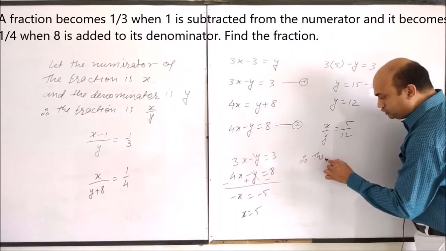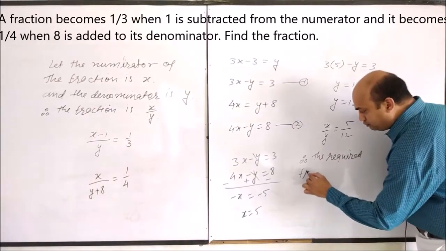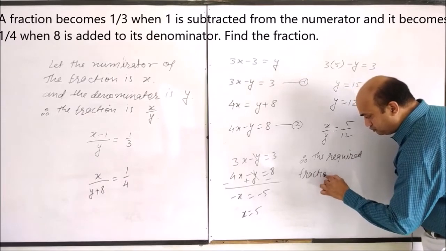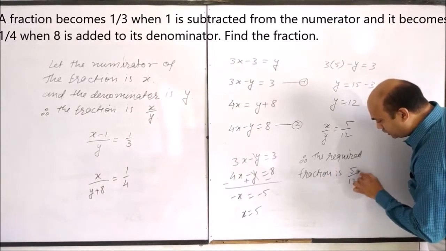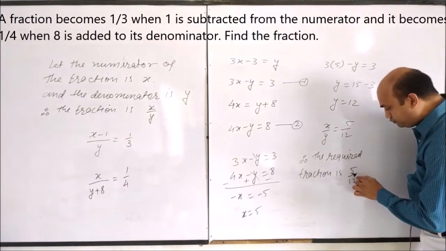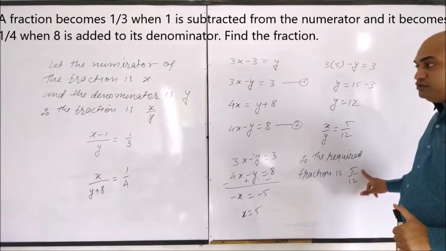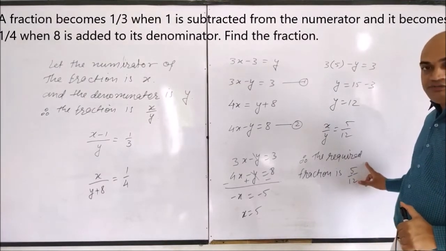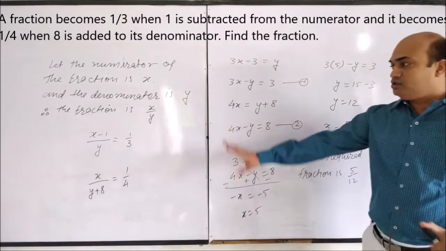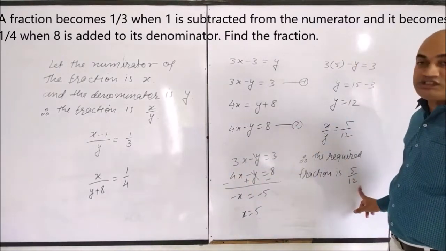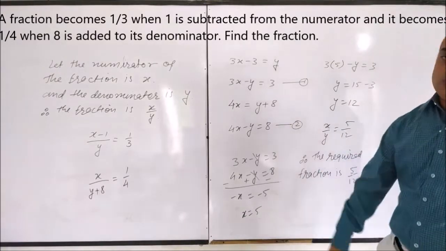Therefore the required fraction is 5 by 12. Remember, we can verify also by subtracting 1 from the numerator. If we subtract 1 from the numerator, the fraction will become 4 by 12, that is 1 by 3. And if we add 8 to the denominator, it will be 5 by 20, that is 1 by 4.